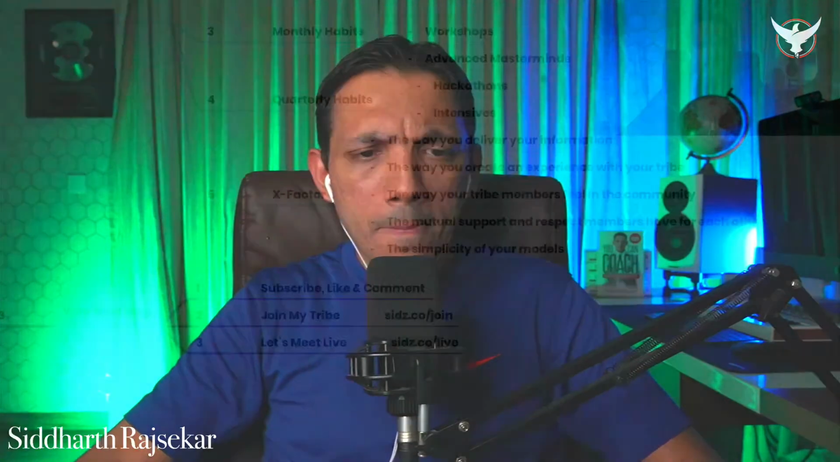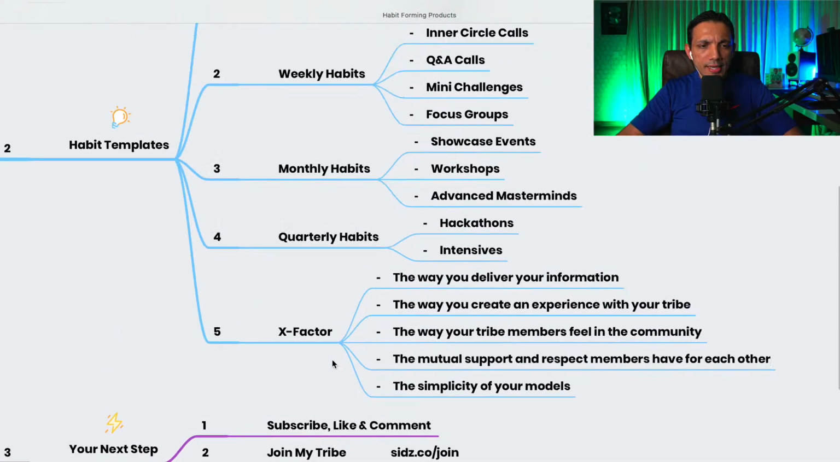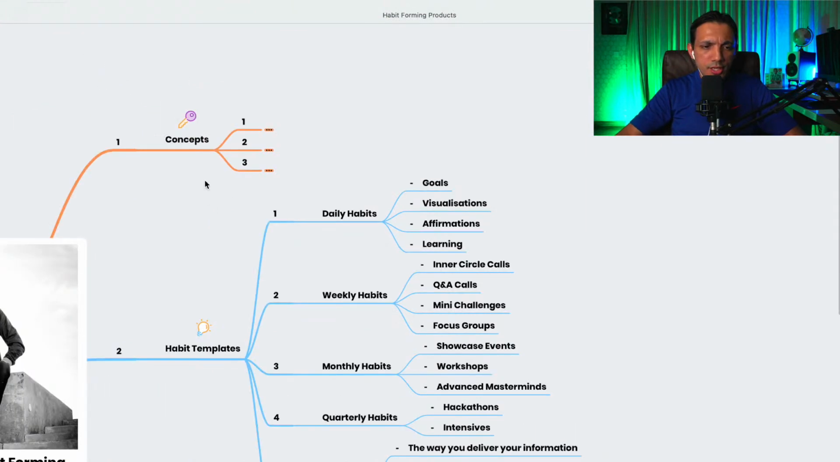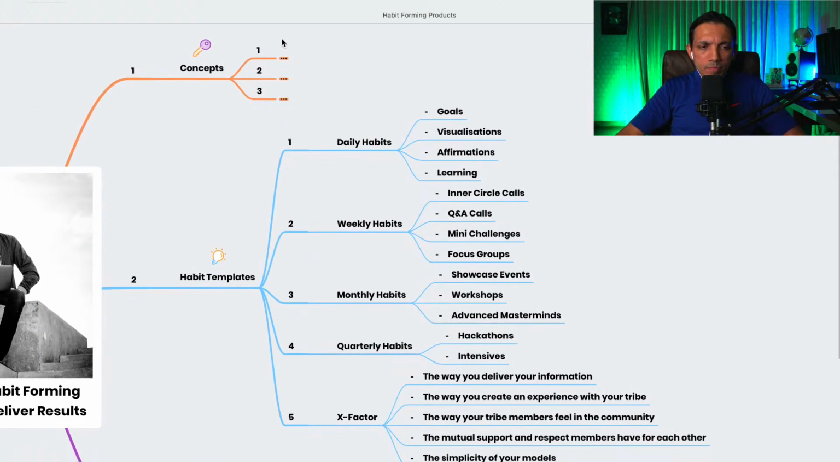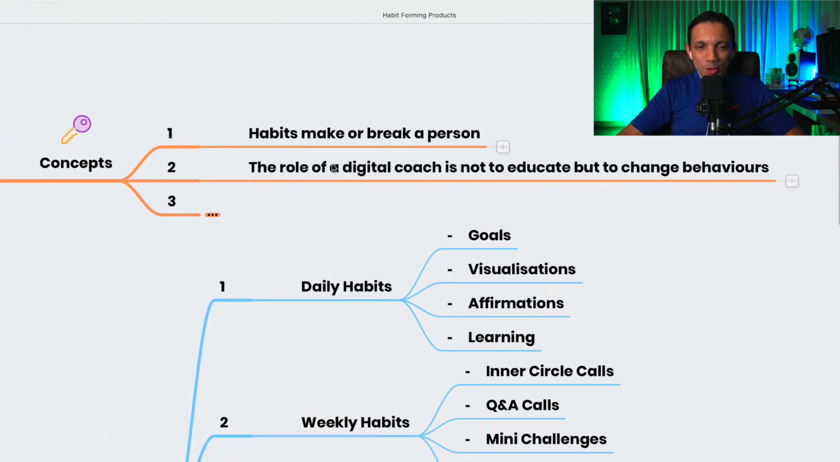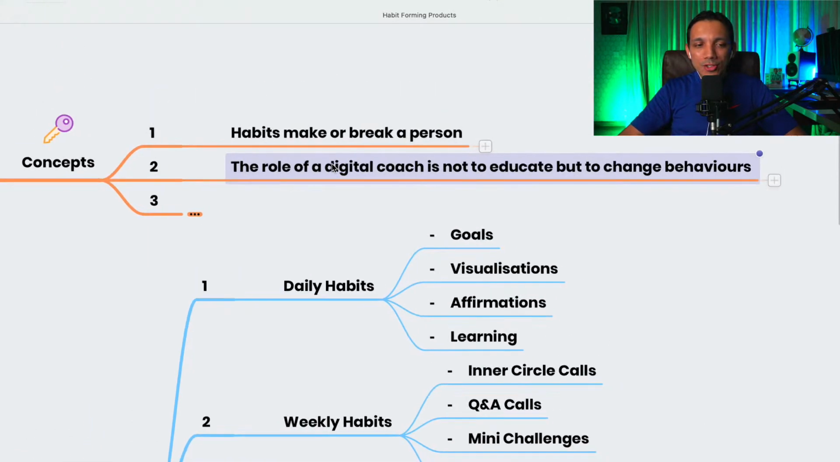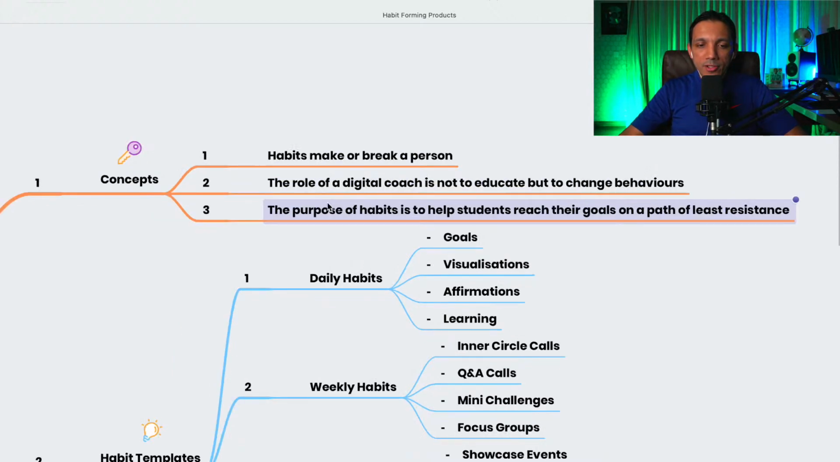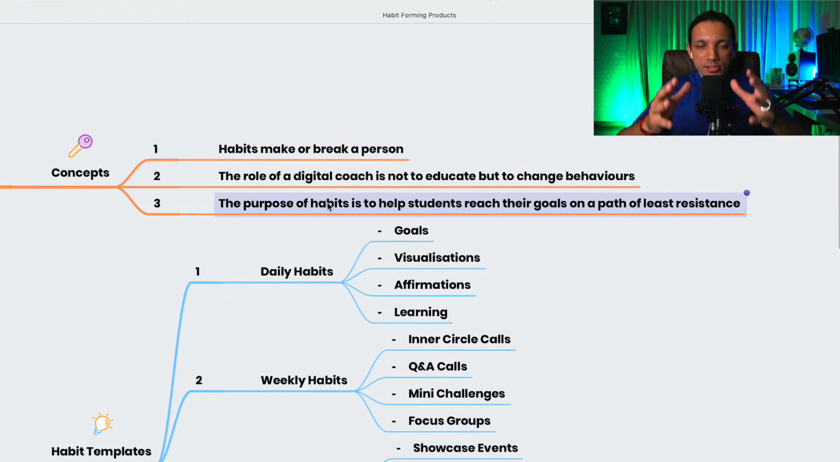And what I would like to do is I want to just share another point, just to do a quick recap. Number one, habits make or break a person. 2, the role of you being a digital coach is not just to educate, but to change people's behaviors. And 3 is the purpose of habits is to help students reach their goals on a path of least resistance.